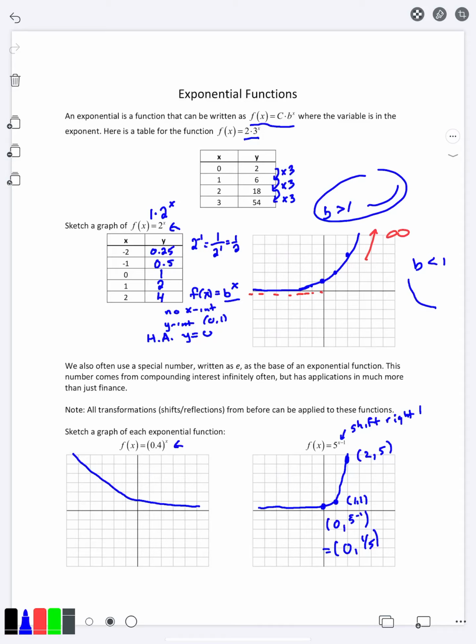So you really want to know the basic properties: how one side is going to have a horizontal asymptote at 0, and one side is going to go up to infinity. You need to know the x-intercept, that there is none, that there is a y-intercept, and the general shape, whether the base is bigger than 1 or the base is smaller than 1.